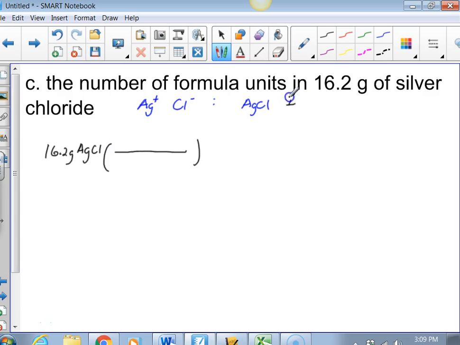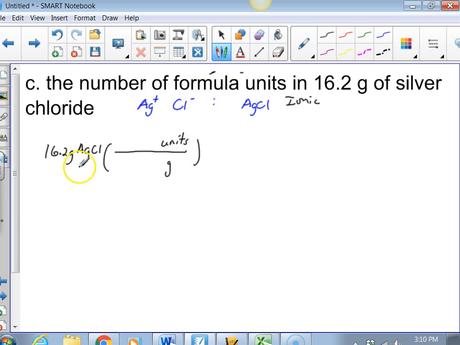This is an ionic compound, and a formula unit is the simplest particle in an ionic compound. So if this were a covalent compound, we would replace the word formula units with molecules, and they'd be the same thing. We handle them exactly the same way. So with silver chloride, we want to know how many formula units in 16.2 grams. So we need to cancel mass and go to units.